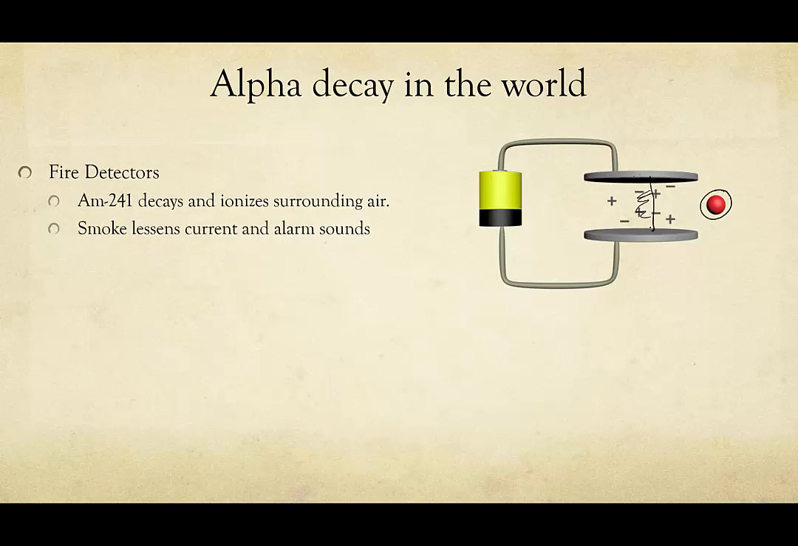What happens then is when smoke comes in, it lessens the ionization of the air because it gets in the way. Now this americium's radiation can't ionize the air, and this circuit is no longer complete. When that circuit is no longer complete, that trips something in the system that signals an alarm. And that's how smoke can cause an alarm sound in this system.